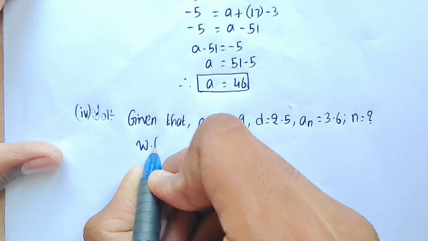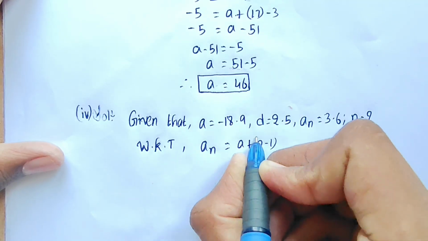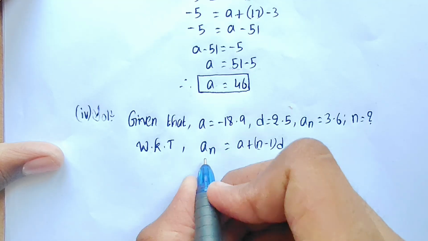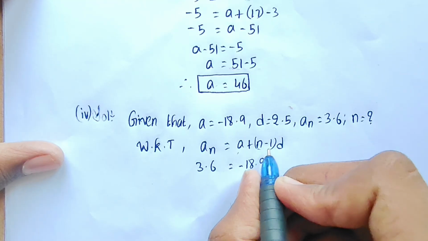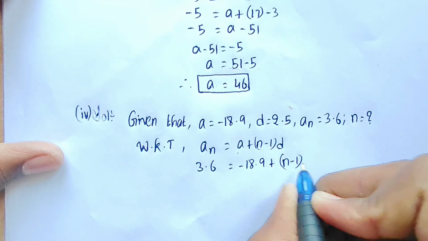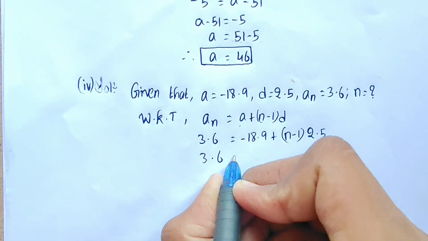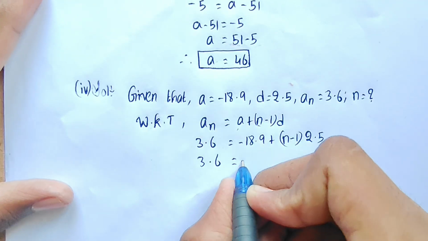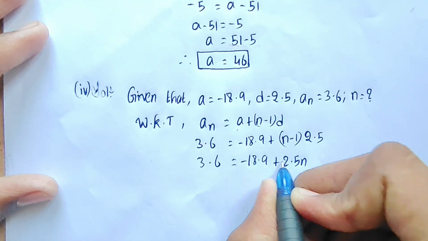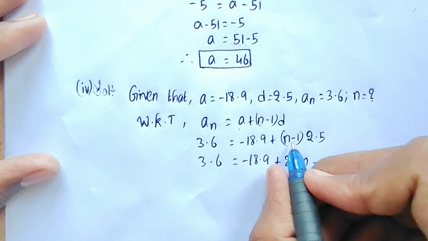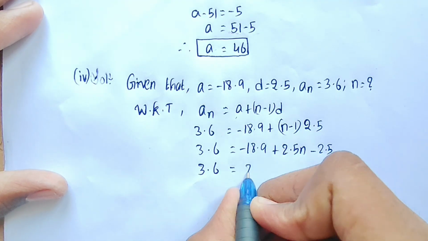So, we know the formula: a base n is equal to a plus n minus 1 into d. The value of an is 3.6 equals the value of a, minus 18.9, plus n minus 1 into d, which is 2.5. So here 3.6 equals minus 18.9 plus 2.5 into n, 2.5n, plus 2.5 into minus 1, minus 2.5. So here 3.6 equals 2.5n.